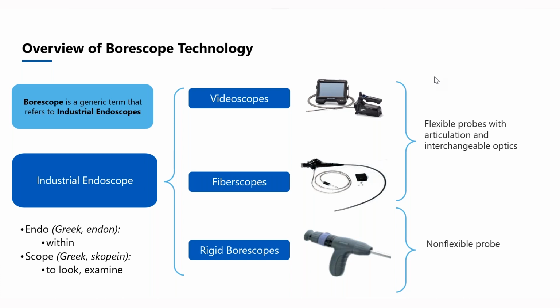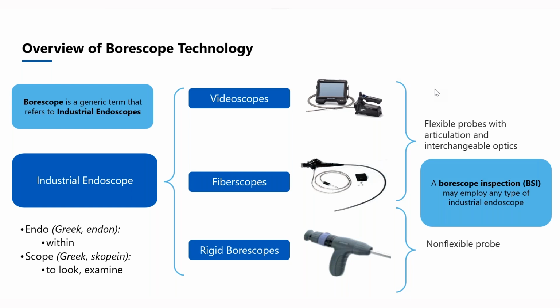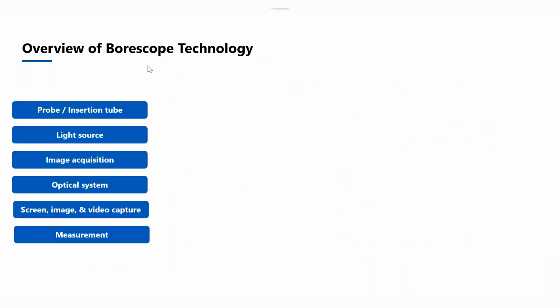So on the rigid borescopes, of course, the probe is rigid, and the fiberscopes and videoscopes have flexible probes, generally with interchangeable optical systems. The technology, of course, started with rigid borescopes, but nowadays most of the work is done with videoscopes. One thing that we're going to hear all the time in the industry is the term borescope inspection, and the acronym is BSI. And borescope inspection might employ any type of endoscope. Right? So when you say borescope inspection, it doesn't mean necessarily that you're using one or the other type of equipment.